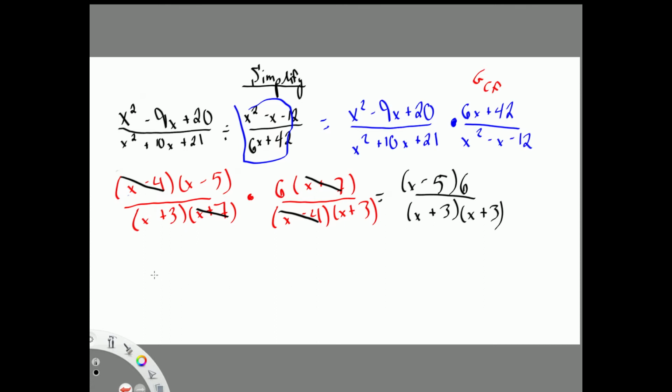Let's distribute that all out. So we end up with 6x minus 5, and no parentheses anymore. We have x squared plus 6x plus 9. So that's it for this one. Let's go on to our next problem here.